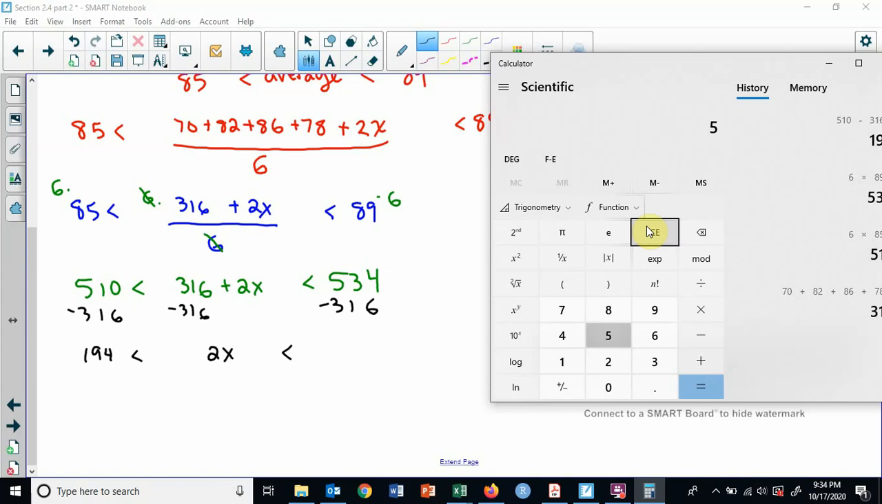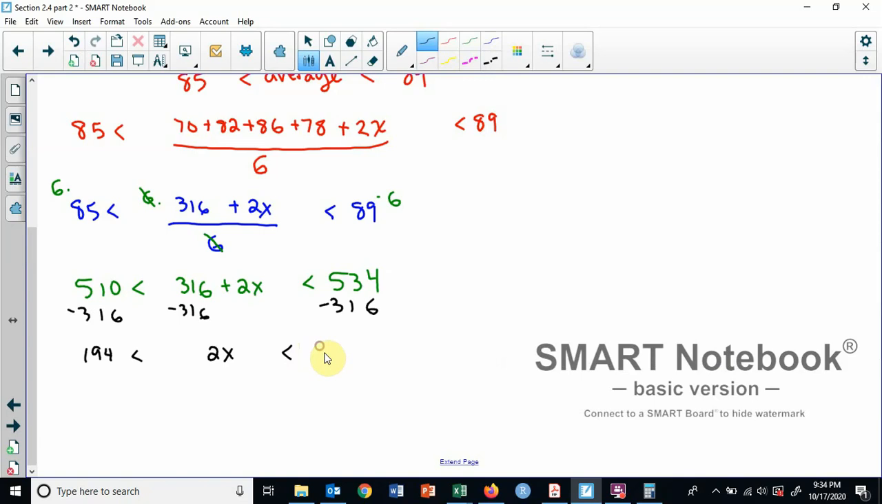Alright, let's do 534 minus 316. Hope I haven't typed anything wrong in the calculator. I'm very bad at doing that. 218. So now I just need to divide by 2. Divide by 2, divide by 2, divide by 2.